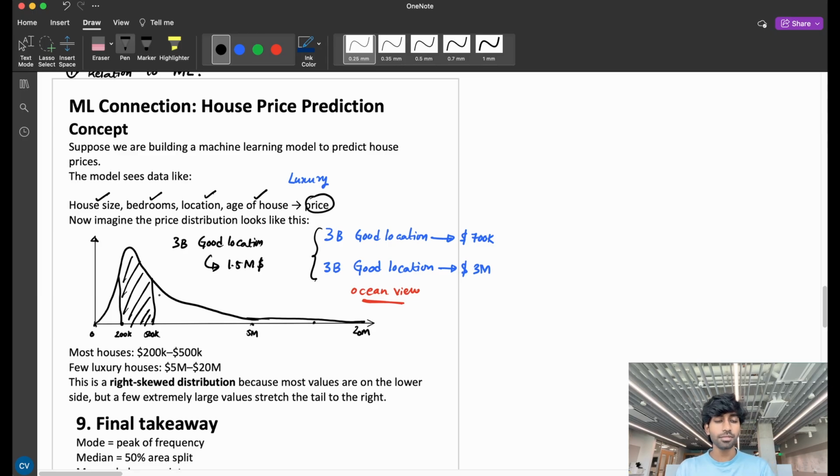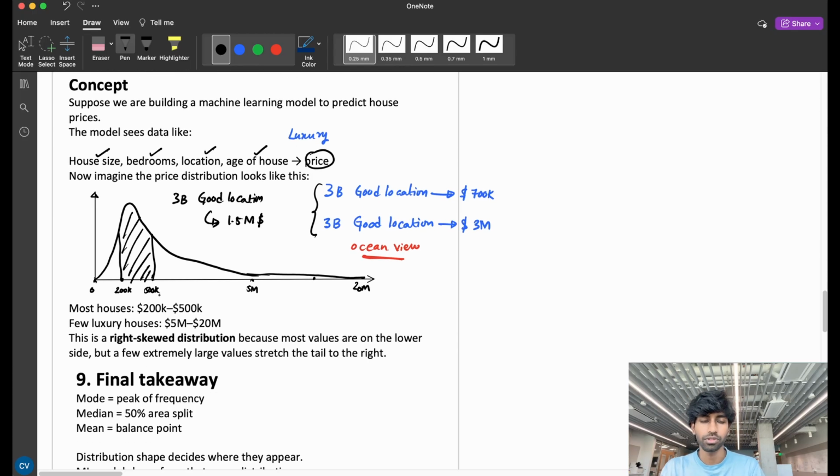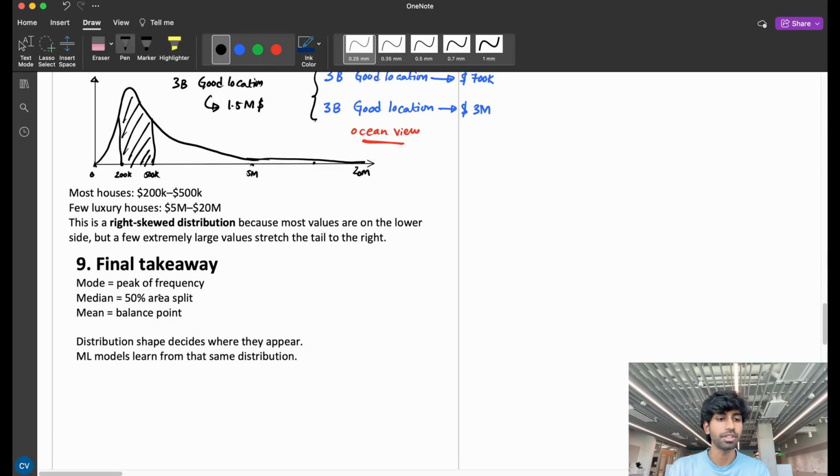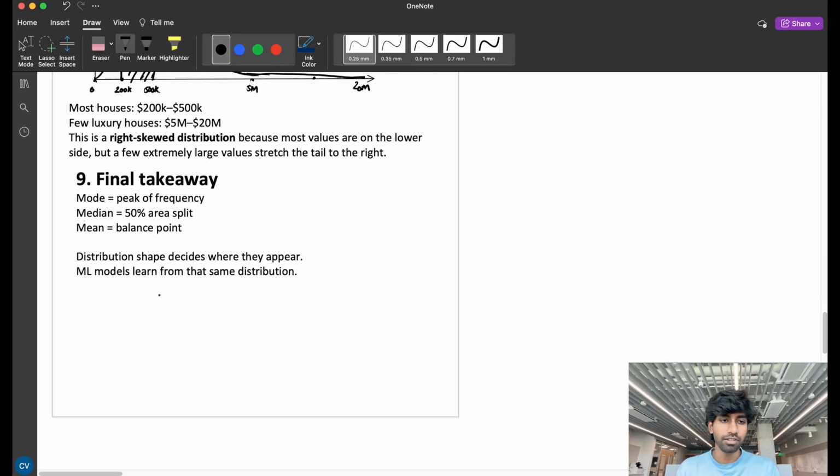So this is why we have to check for data skewness and also select the right model, and also select the right set of features before going on to the actual modeling step. So the final takeaway from this video is that the mode is the peak of the frequency, and median is the 50% area split, and mean is the balance point. And distribution shapes decide where they appear, and ML models learn from that same distribution itself.